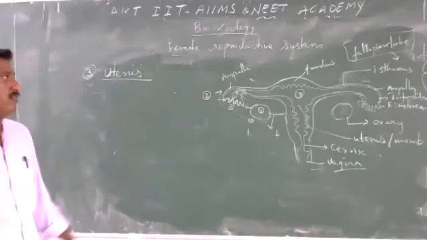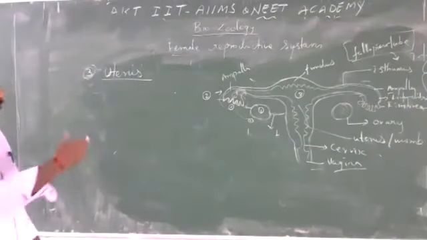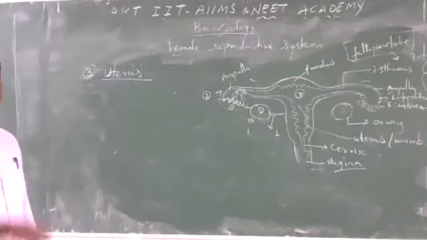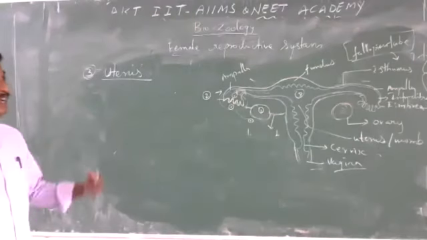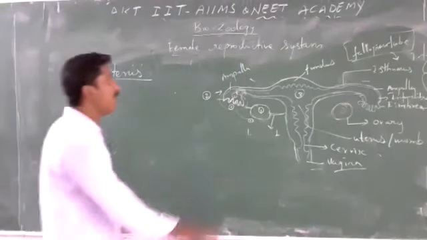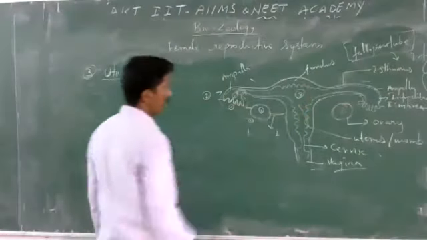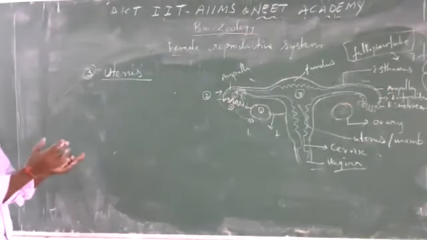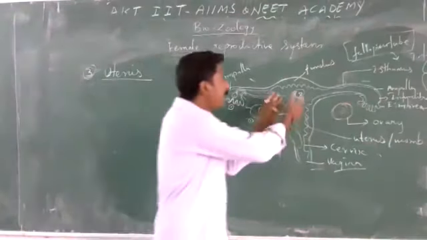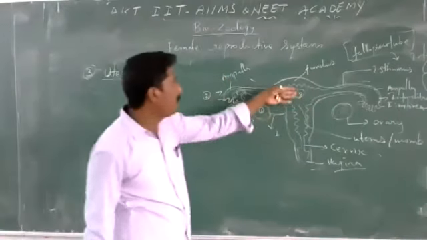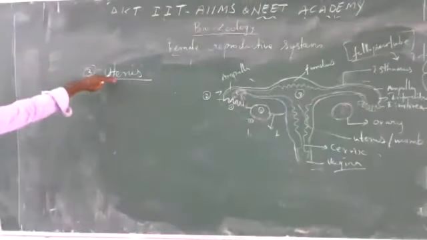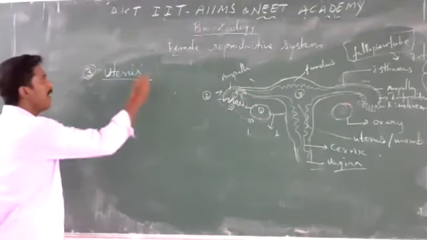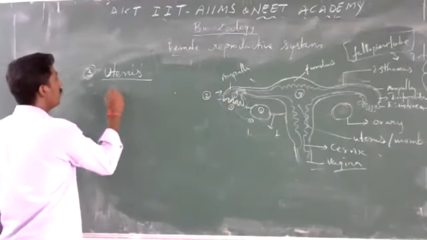We know the process of growth of the fetus in the female reproductive system: gametogenesis, insemination, fertilization, cleavage, and implantation. The implantation takes place in the uterus. It is also called the womb, the mother's womb. The growth of the fetus takes place in that region. So the uterus is a wide chamber, and it is divided into three parts.